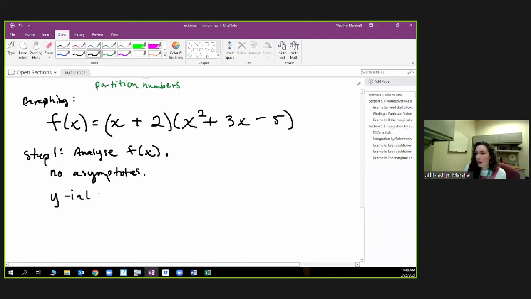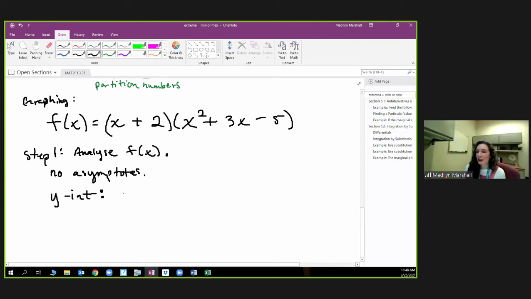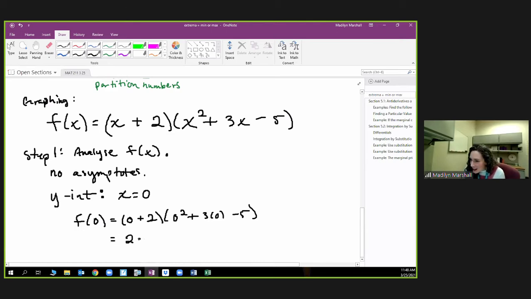So first question is, what do we do to find a y-intercept? Set it to 0. Or put 0 in for x. Right, exactly. Put 0 in for x. So if we're doing a y-intercept, then x equals 0. Which in this case just ends up being 2 times -5. Gives us -10.